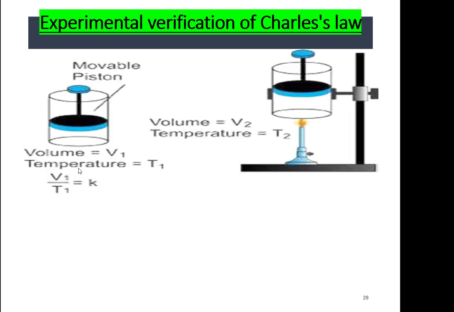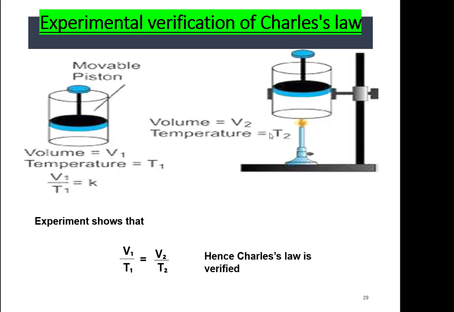And then you learned about the experimental verification of Charles' law. Charles also experimentally verified his law by taking a certain amount of a gas in a cylinder with a movable piston. Its volume is V1 and temperature is T1. Then he heated the gas with the help of a burner, and by heating, the temperature increases. As the temperature increases, the volume of the gas also increases. So he proved his law and showed that V1 over T1 is equal to V2 over T2. Hence Charles' law is verified.